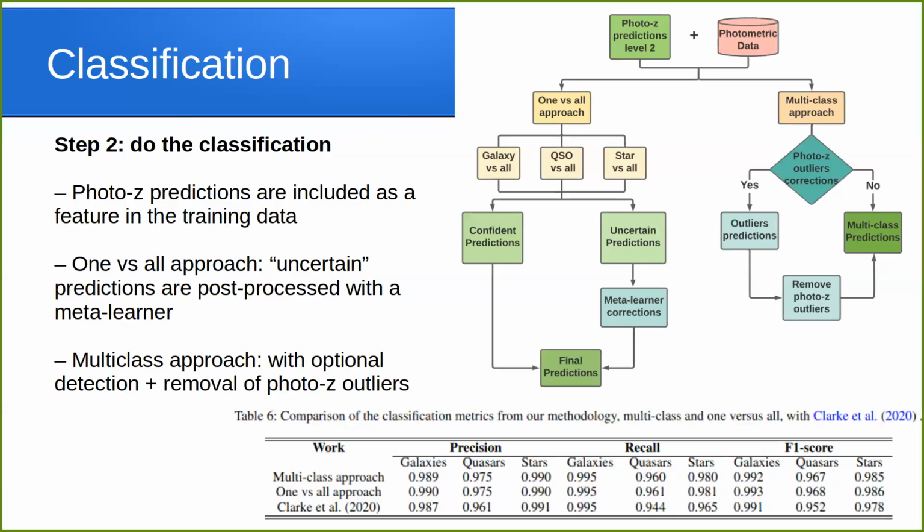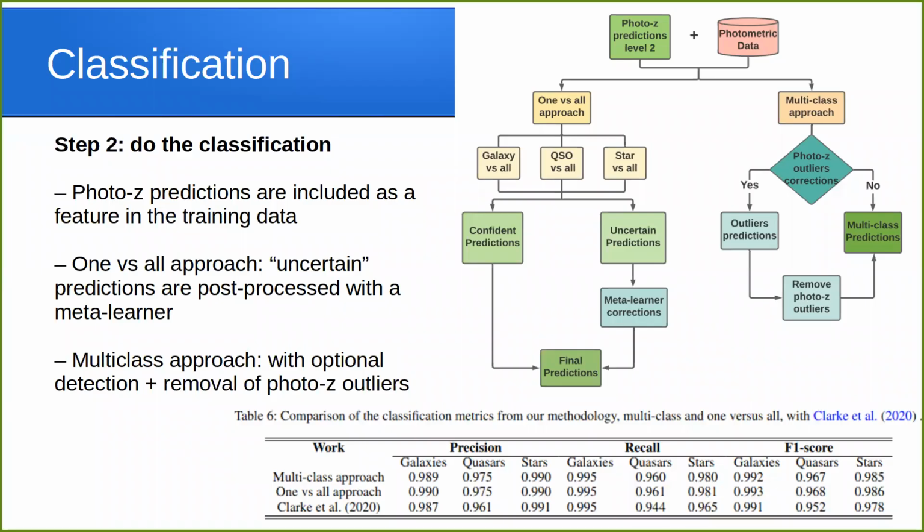What was kind of interesting here that Frederick found is that once you do, say, the one versus all approach, if you look for predictions which are uncertain, by this we mean if two or more of the different one versus all models give you a positive answer for one object. So, for example, the galaxy versus all model might say it's a galaxy, but the QSO versus all might say it's a galaxy as well. Then these are uncertain predictions.